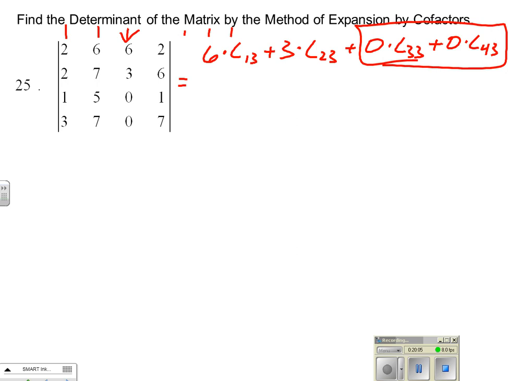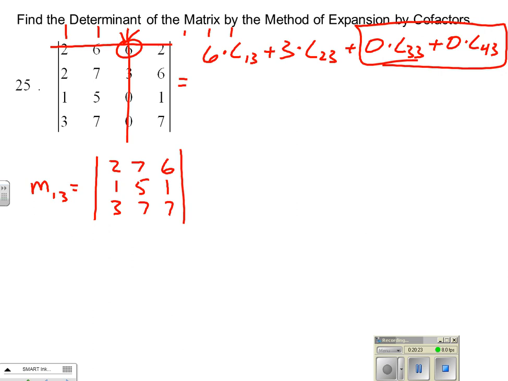So here's what we've got. I'm going to go find this guy's minor first. I'm going to eliminate its row. I'm going to eliminate its column, and I'm left to find minor 1,3, the determinant of 2, 7, 6, 1, 5, 1, 3, 7, 7. And now that I'm down to a 3 by 3, I have options. I could go through the minor cofactor thing again. I'm not going to. I'm going to do my downward diagonals.